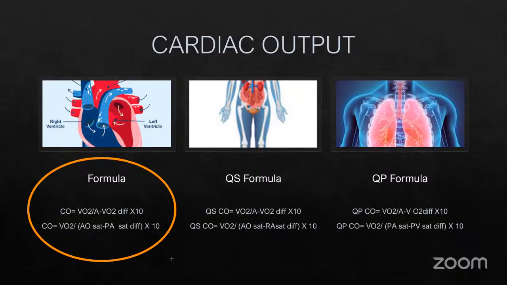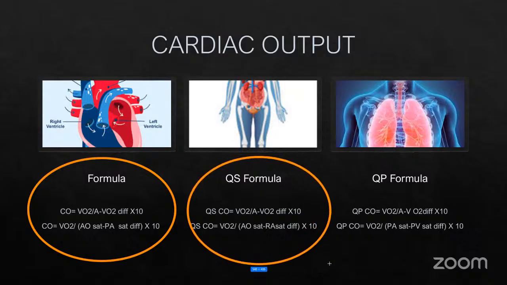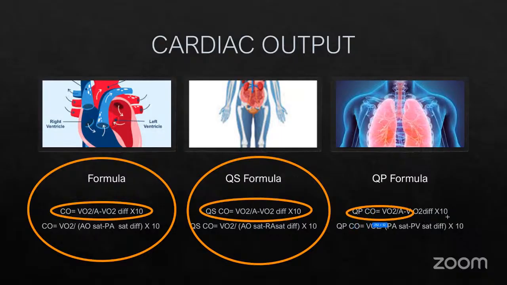Okay, so let's take a look at the QS formula, which is the systemic formula. I put here QS cardiac output so you can understand that better. QS is the systemic flow cardiac output. I want to know how much blood is outside of the body. So look at the formula. I put the formula on the top so you can see it is the same formula here, and the same formula here. They are all exactly the same.